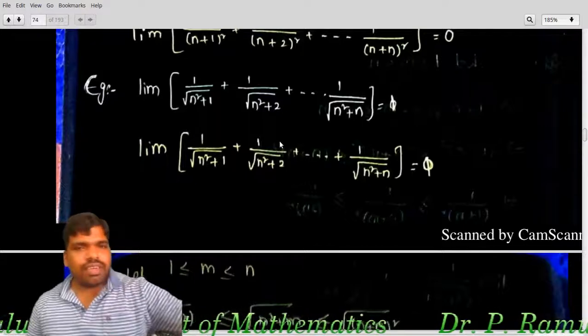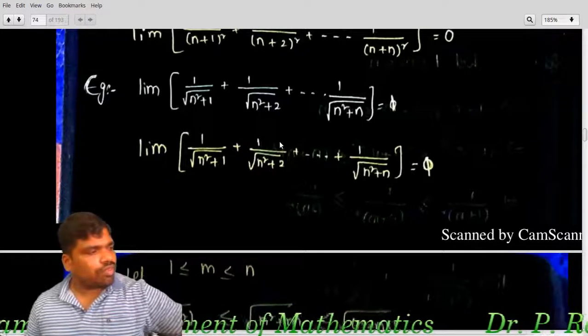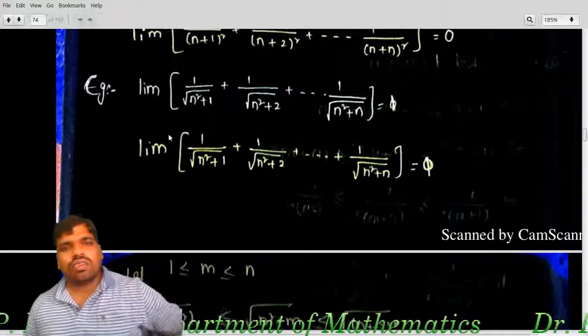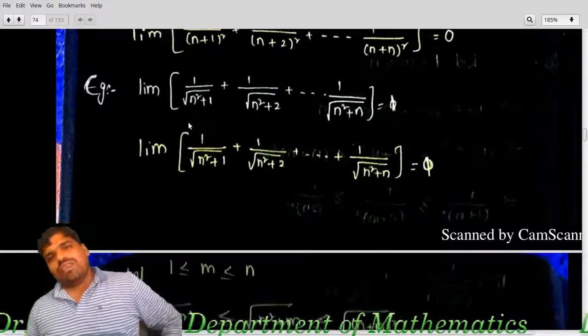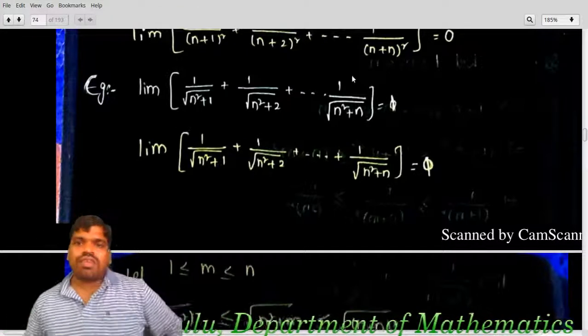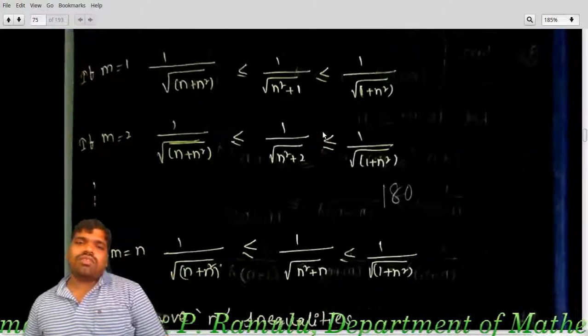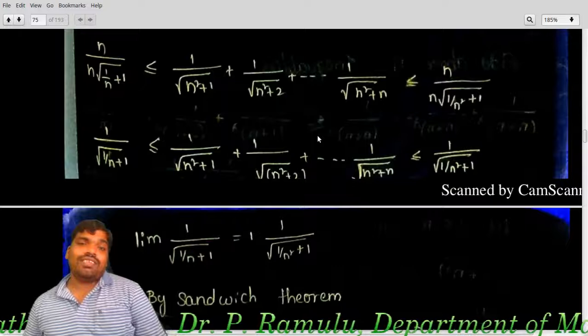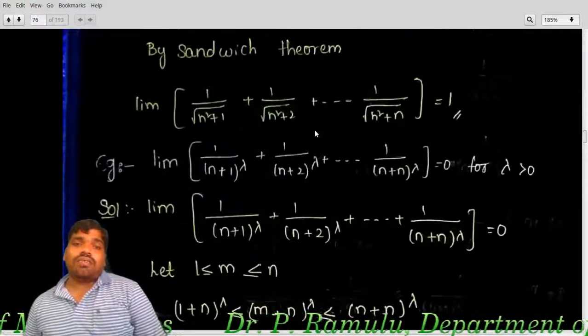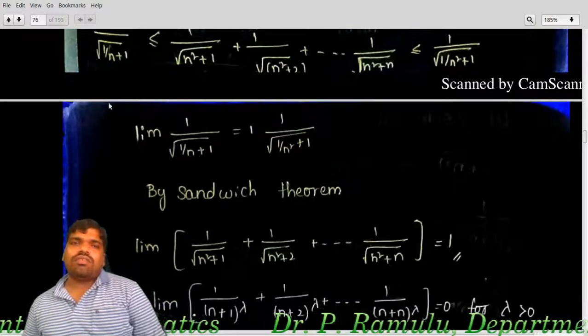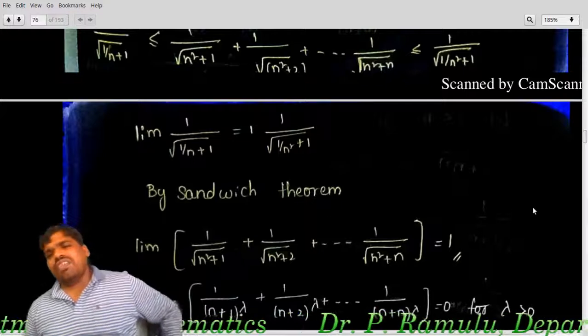Here I am explaining this problem. Limit of 1 by n square plus 1, plus 1 by n square plus 2, plus so on, plus 1 by n square plus n, that equals 1. Just now I explained, already we have shown this, no need to worry, apply it here. So in the same problem, by applying the Sandwich theorem we will get this value.